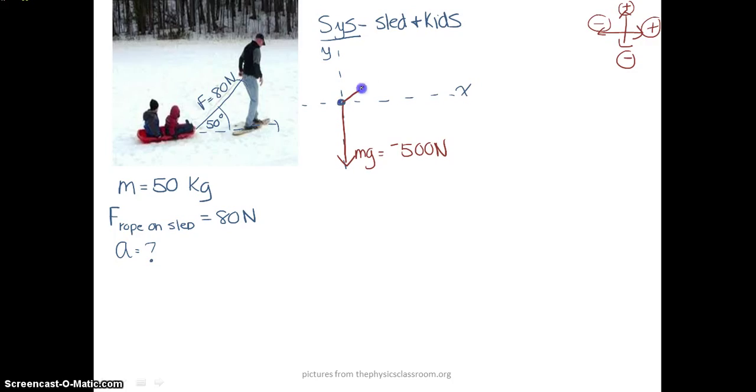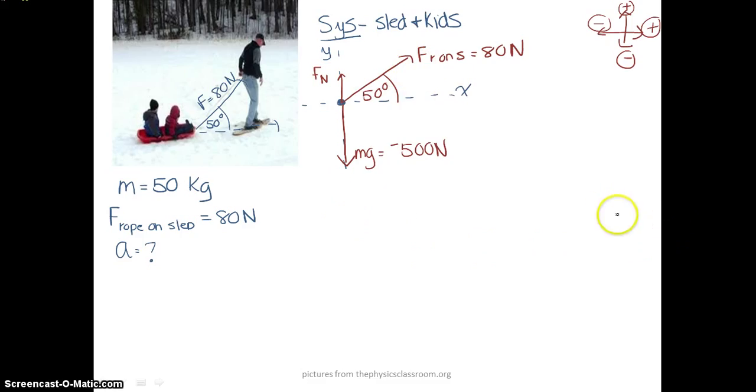Okay, I also know that I've got the force of the rope on the sled, and that's given in the problem as 80 newtons. I know that this actually is at an angle of 50 degrees to my x-axis, so I'll add that in here. Another thing I know is that the ground exerts a force upward on the sled and the children. I don't really know how big to make that vector, but I do know that whatever that normal force is, it's going to be less than 500. The reason I know that is because the force of the rope on the sled has some y component to it.